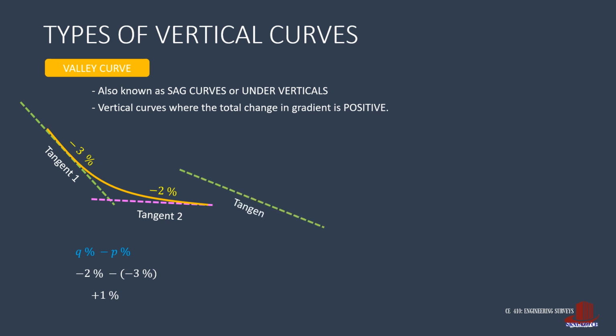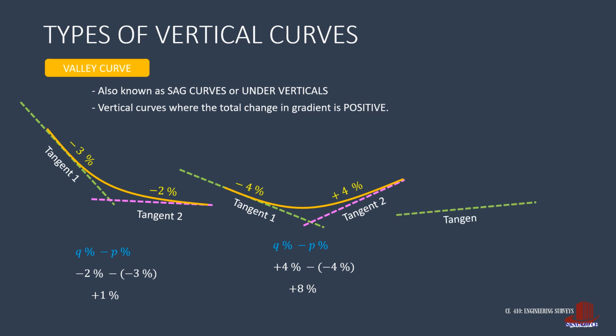The other combination starts with a negative gradient followed by a positive gradient. Say we have -4 and +4 in this order. The change in gradient is then +4 minus -4, which makes +8.